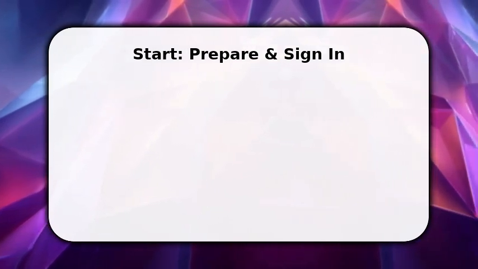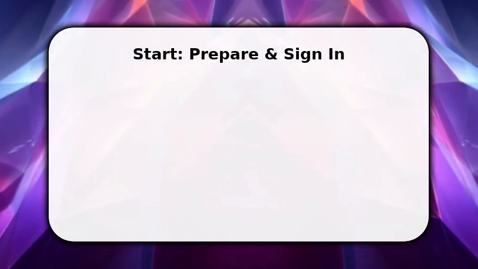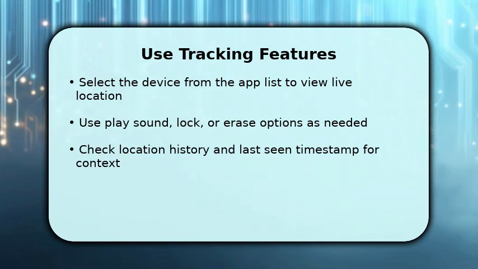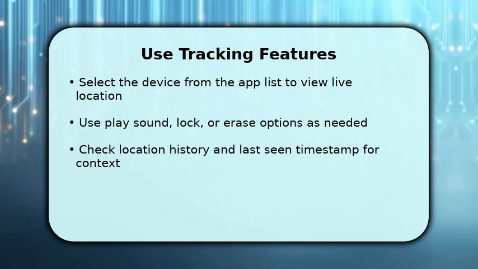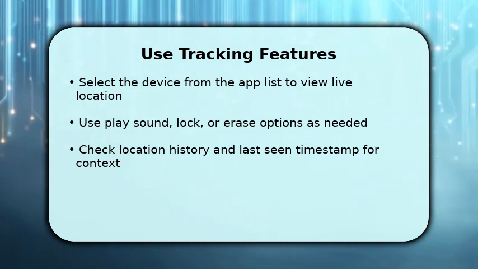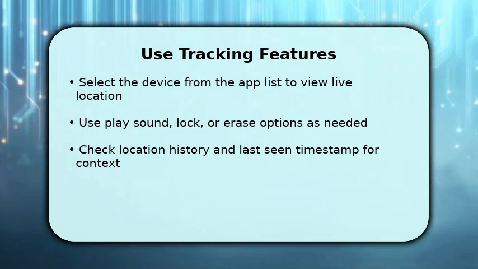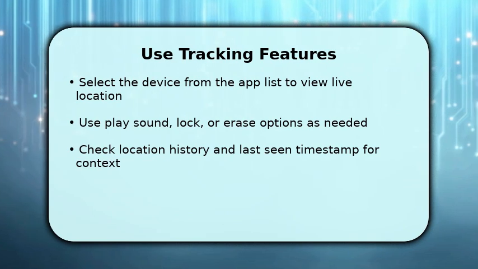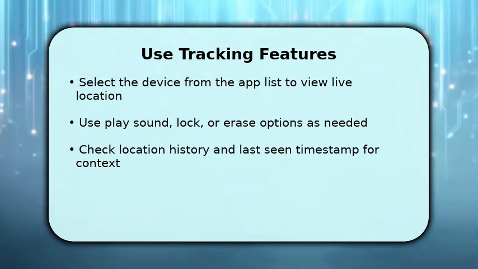secure account. Now you pick the device in the app to view its live location on the map and read the last seen timestamp. Use Play Sound to find a nearby phone or choose Lock to secure it with a message and contact number. Erase is last resort because it removes tracking. Make sure to check location history for movement clues and toggle accuracy settings if updates seem sparse. This improves precision by using Wi-Fi and cellular data together.